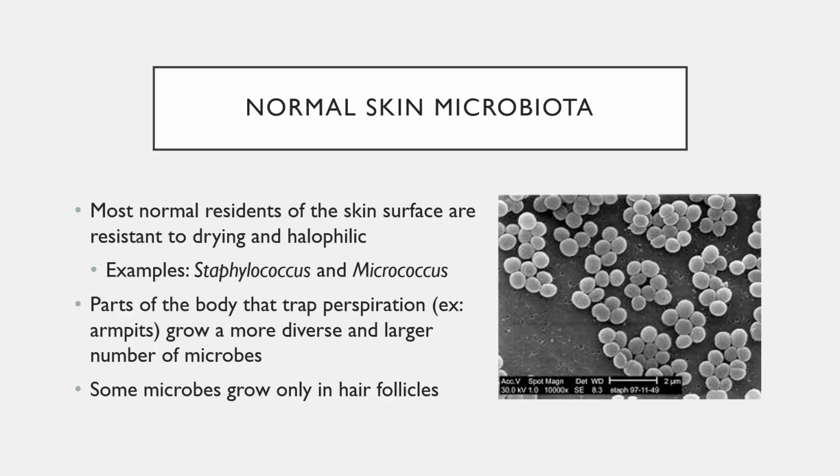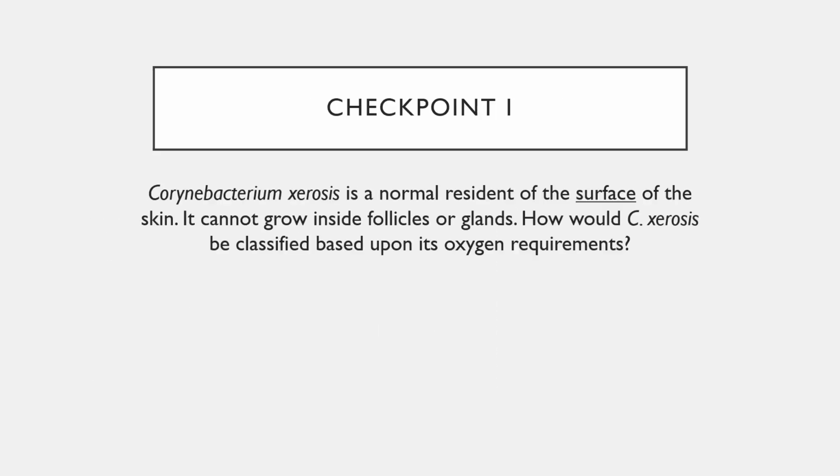But to give you an initial checkpoint about one member of the skin microbiome, Corynebacterium xerosis, this species resides only on the surface of the skin. It can't grow inside of follicles or glands. So, based on this knowledge, how would you classify Corynebacterium xerosis based upon its oxygen requirements? Which oxygen category does it likely belong to if it can only grow on the surface of the skin and not in follicles or glands?